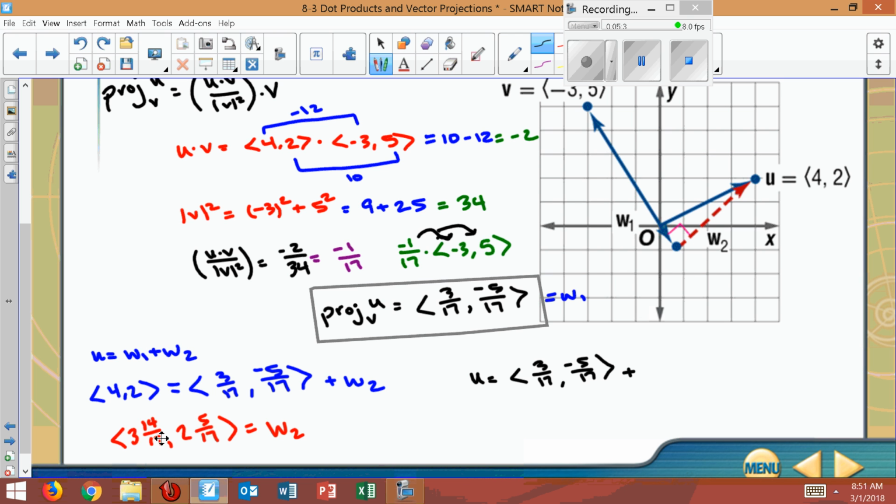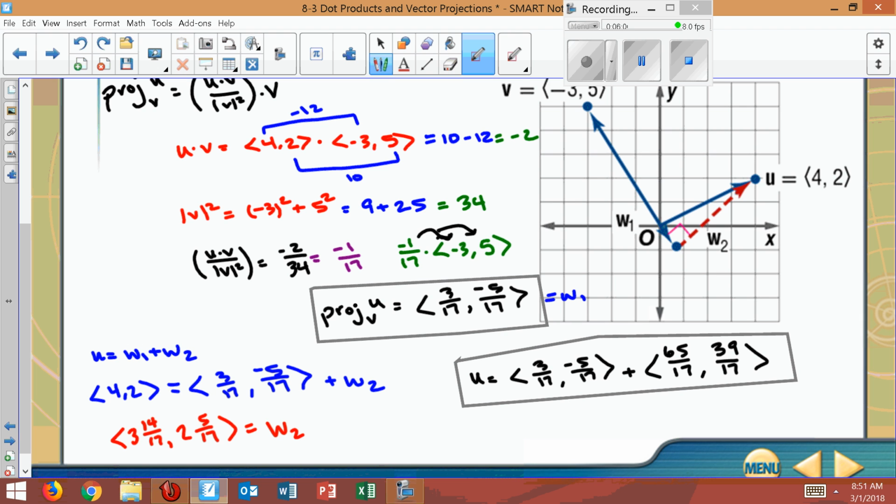You could write it this way, or if you did not want to write it as a proper fraction, if you want to do it improper, you just multiply 3 times 17, which is 51, add that, so we'd have 65 over 17, comma, and then here 2 times 17 is 34, add the 5, so it'd be 39 over 17. This is u as the sum of two orthogonal vectors. Orthogonal, again, just means that these are perpendicular or they form a right angle. Now here's one for you to try.